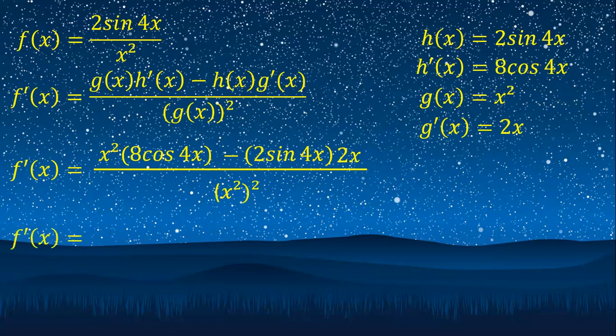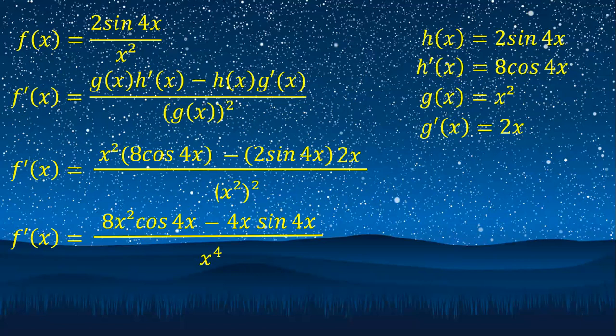Now, f prime of x equals multiplying the first term in the numerator. We have x squared times 8 cosine 4x. The result is 8x squared cosine 4x. So all you have to do is to multiply x squared and 8. That becomes 8x squared, then copy cosine 4x. Then for the second term, we have minus. This time, we will multiply 2, the coefficient of sine 4x, and 2x. So the result is 4x sine 4x. All over, if we are going to square x squared, that becomes x to the fourth.